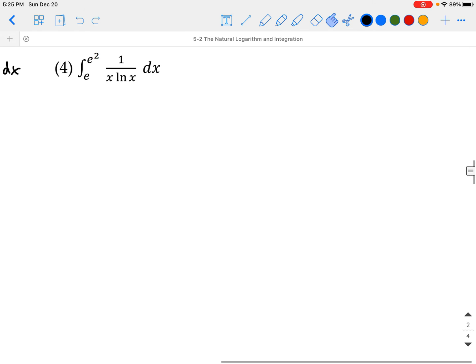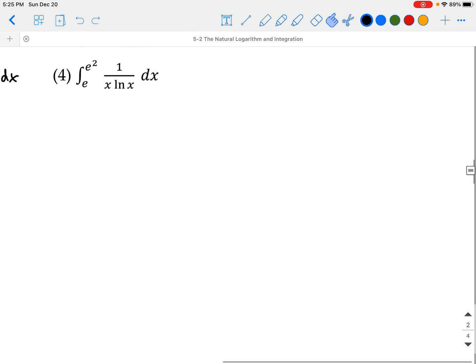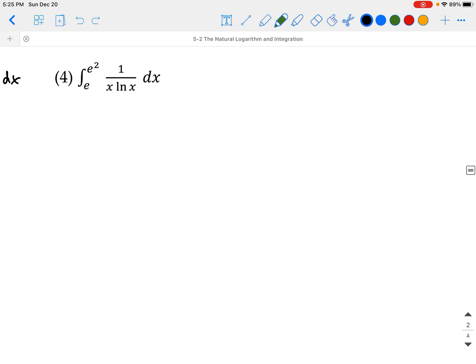And then finally, number 4, we're going to get to number 5 as well, but number 4 is our first definite integral. So now we have a set domain that we're going to be evaluating on. e to e squared are perfectly fine values for natural log, so we don't have to worry about undefined values. So for this one, this is very similar to the second example. So we'll let u be the natural log of x. So du is going to be dx over x.